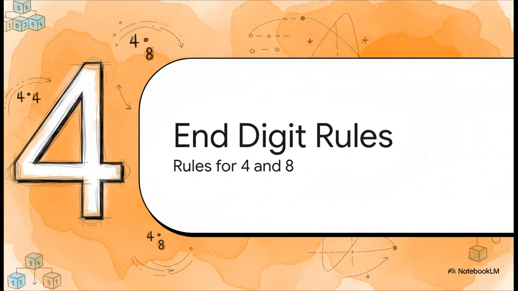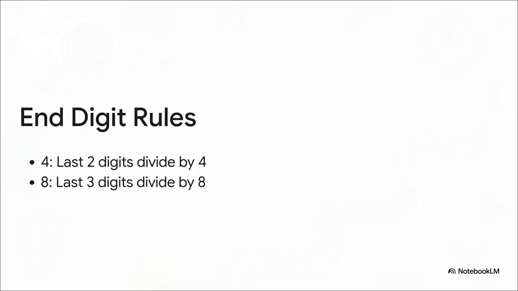Next up, Section 4, the end digit rules. Let's unlock the codes for 4 and 8. These rules are kind of like cousins to the rules of 2 and 5, but you have to look a tiny bit further down the number. For 4, you check if the last 2 digits form a divisible number. So for 536, we just look at 36. Since 36 is divisible by 4, the whole thing is.